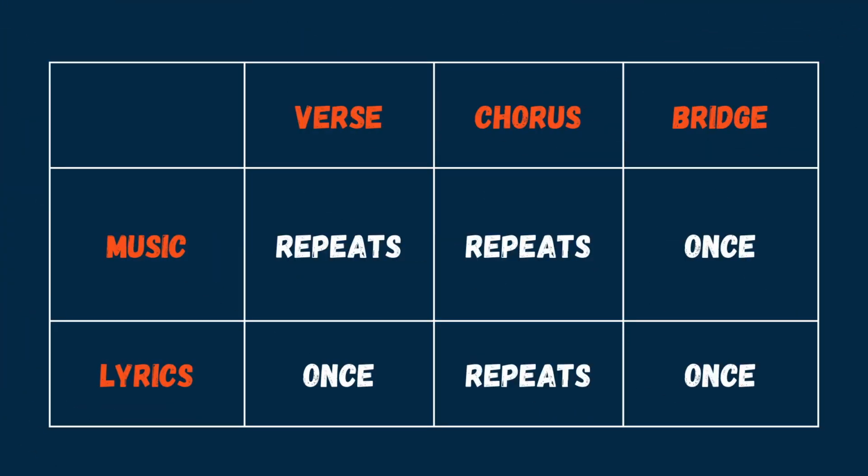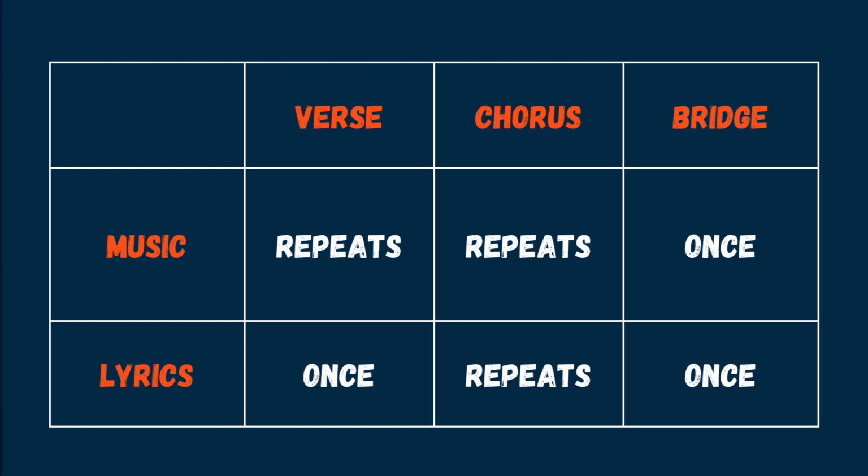So in short, with the 3 core song sections, the chorus tends to be the musical peak, the bridge tends to be the story peak, and the chorus repeats both musically and lyrically, usually, and the verse tends to repeat musically but not lyrically, and then the bridge tends to happen once and only once throughout the song, both musically and lyrically.